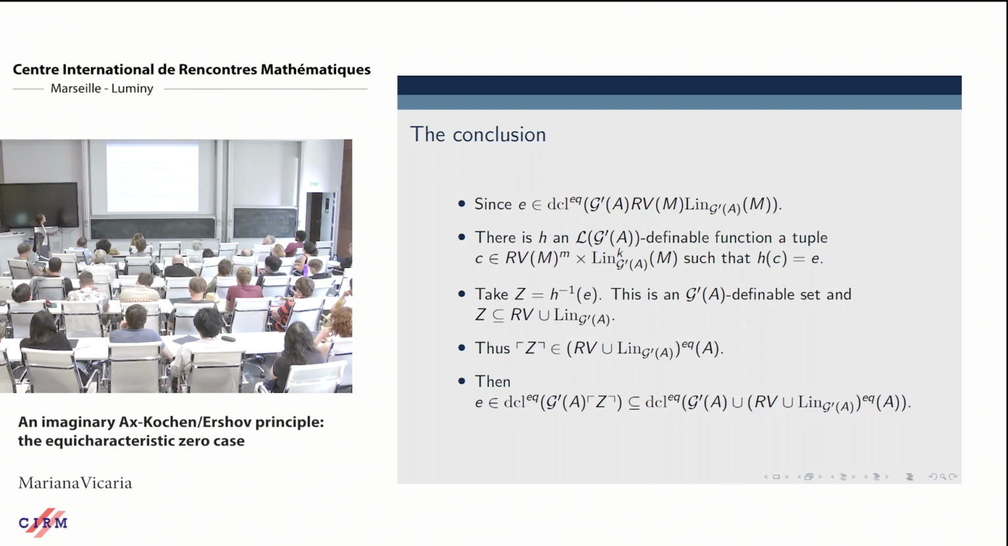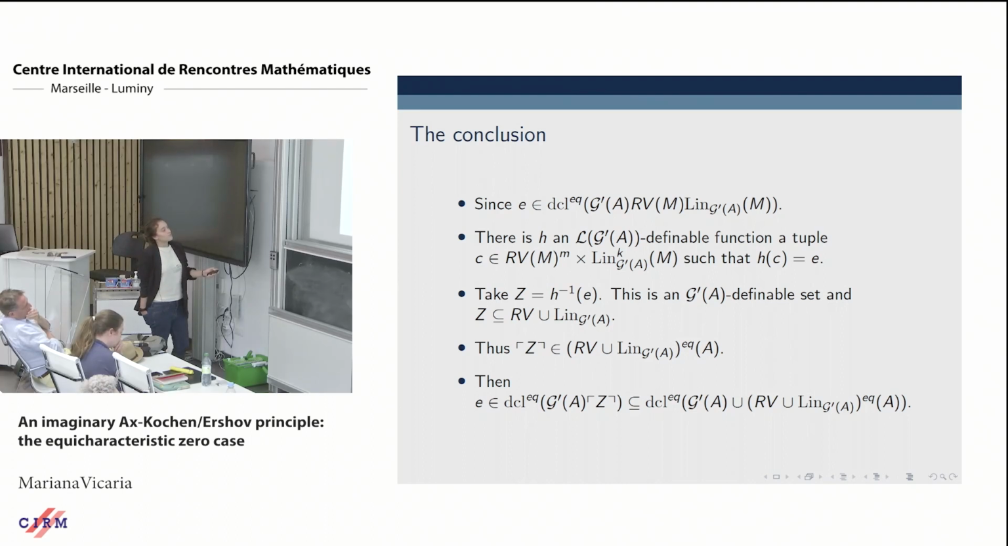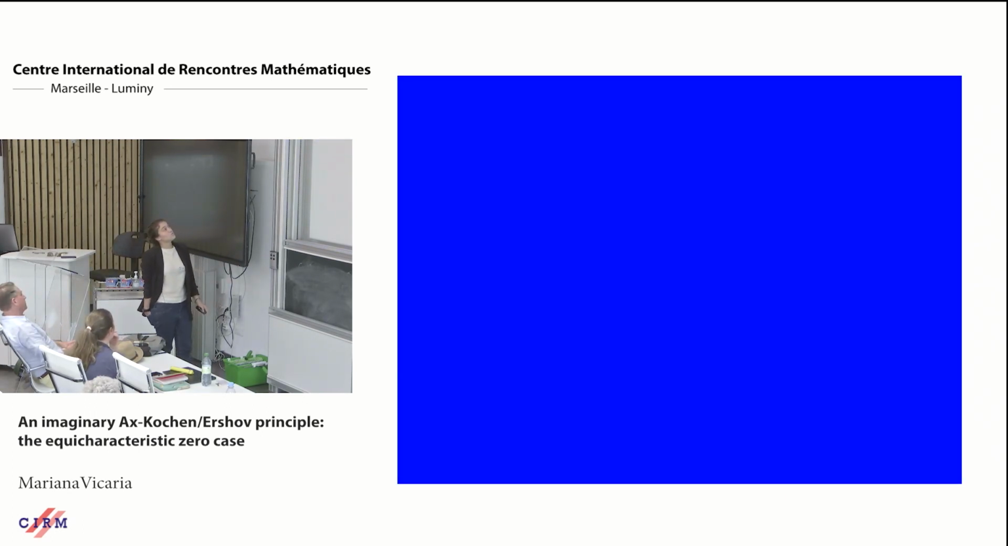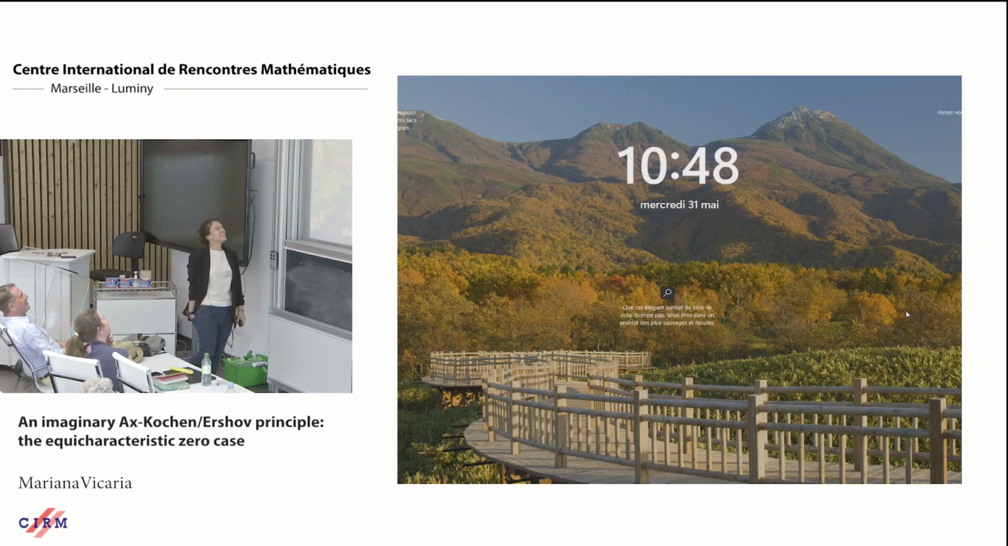So now what I want to do is take the preimage of that imaginary, which I'm going to call C. And now what you have obtained is a definable set over A that is contained in this set. So C is going to be contained in the union of RV and lin of G prime of A. So the code of this set is in particular going to lie in the EQ expansion of the trace of A, of this set, RV, and the linear part of G prime of A. And, well, that was the end of this proof.